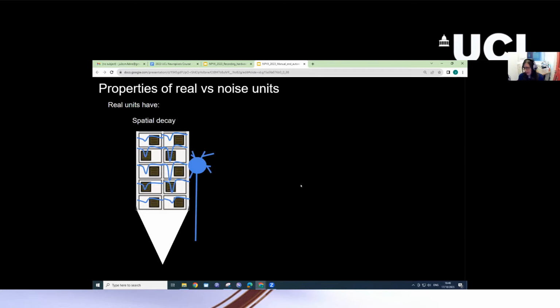So what are the characteristics of real units as compared to noise artifacts? It's easier to focus on real units rather than noise artifacts, which can have a lot of different features. Good units typically have spatial decay. A neuron's spikes are recorded on multiple channels, as we already said, and there's one channel where that spike will have the largest amplitude. This is the channel closest to the neuron. And there will be a spatial decay in the amplitude of waveforms as sites are further away from a neuron's soma.